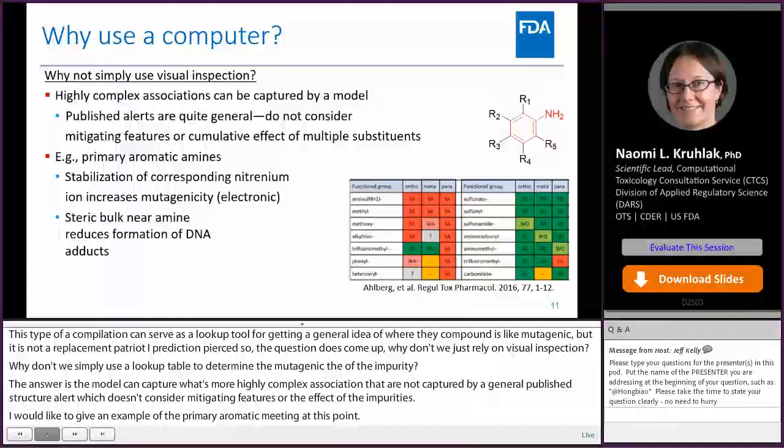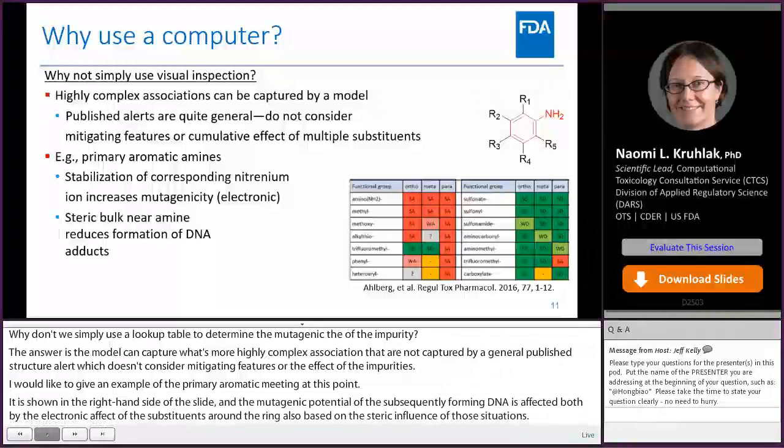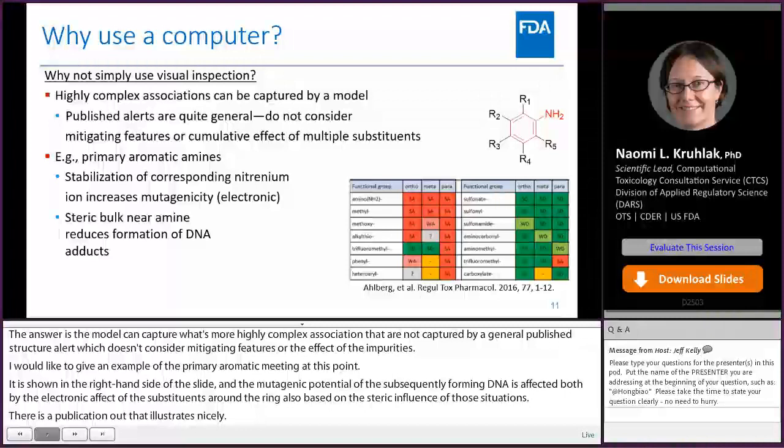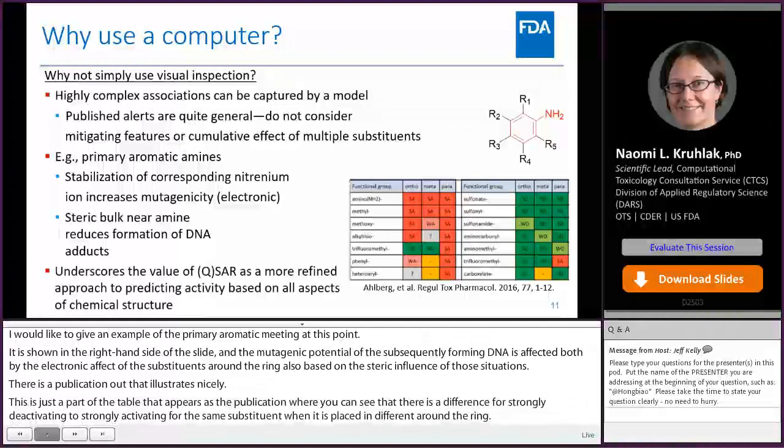There's a publication by Alberg et al. that illustrates this nicely, and this is just a part of the table that appears in that publication, where you can see that there is a difference from strongly deactivating to strongly activating for the same substituent when it's placed in different positions around the ring. And so due to this complexity, I think it really underscores the value of using QSAR as a more refined approach to predicting activity based on all aspects of chemical structure.